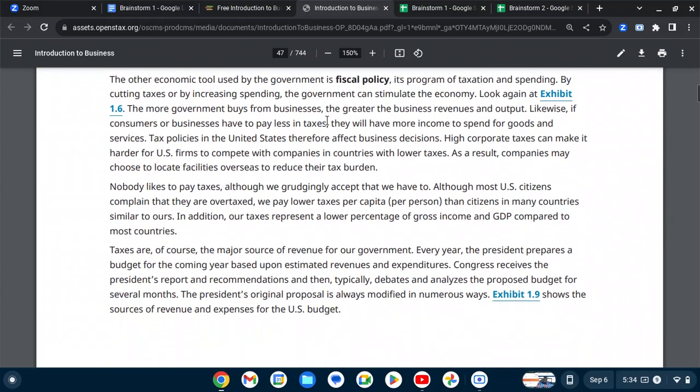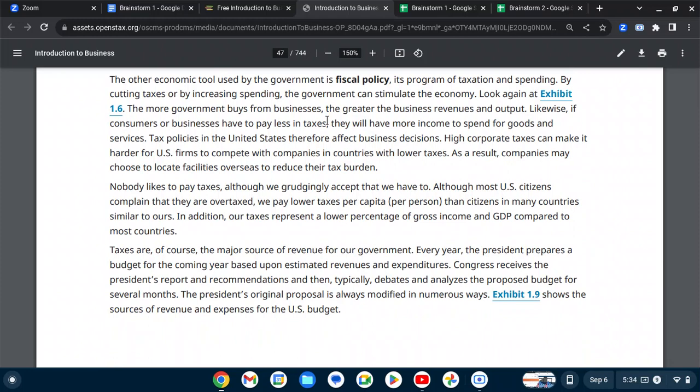Fiscal policy. The other economic tool used by the government is fiscal policy, its program of taxation and spending. By cutting taxes or by increasing spending, the government can stimulate the economy. Look again at Exhibit 1.6. The more government buys from businesses, the greater the business revenues and output. Likewise, if consumers or businesses have to pay less in taxes, they will have more income to spend for goods and services. Tax policies in the United States therefore affect business decisions.